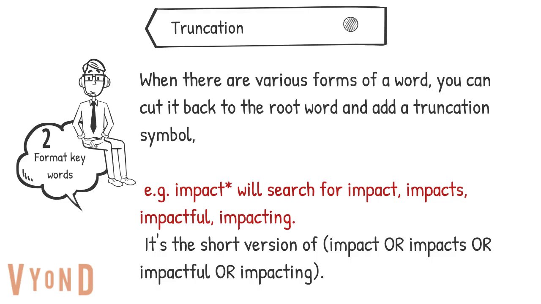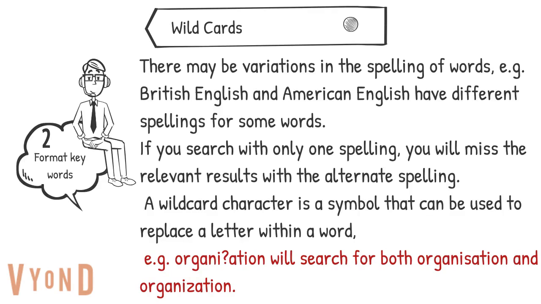Truncation symbols vary slightly between databases, so use the help or search tips options to check which one you need. More often than not, it's an asterisk. Wildcards. There may be variations in the spelling of words. For example, British English and American English have different spellings for some words. If you search with only one spelling, you will miss the relevant result with the alternate spelling. A wildcard character is a symbol that can be used to replace a letter within a word.